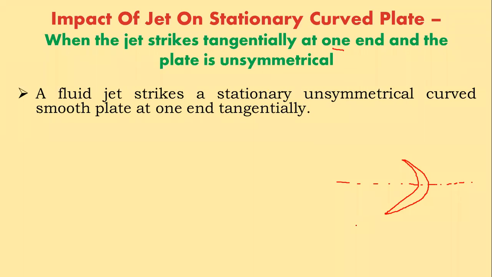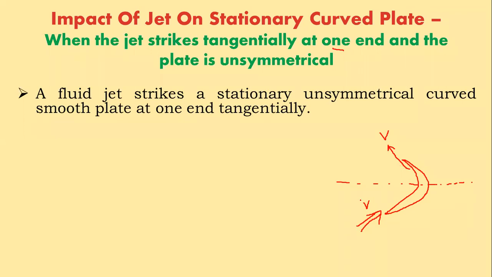So here what is happening is the jet is striking tangentially, similar to the symmetrical part. Now it is entering the curved plate with a velocity v, and as the plate is smooth, it is going to fall out with a velocity v. So that part will remain same. It is entering with a velocity v, and as the plate is smooth, there is no loss of energy. So it is exiting with a velocity v.